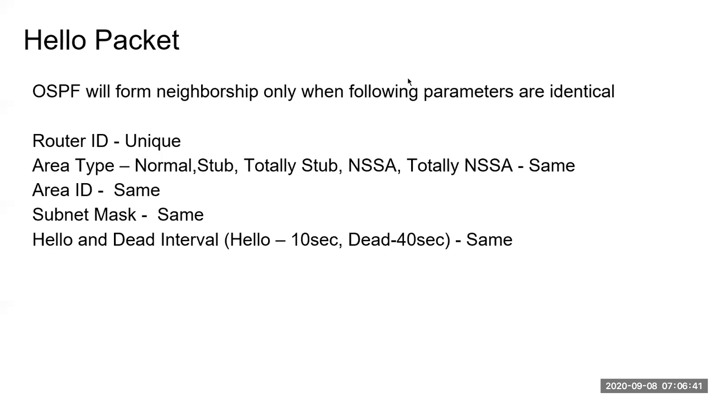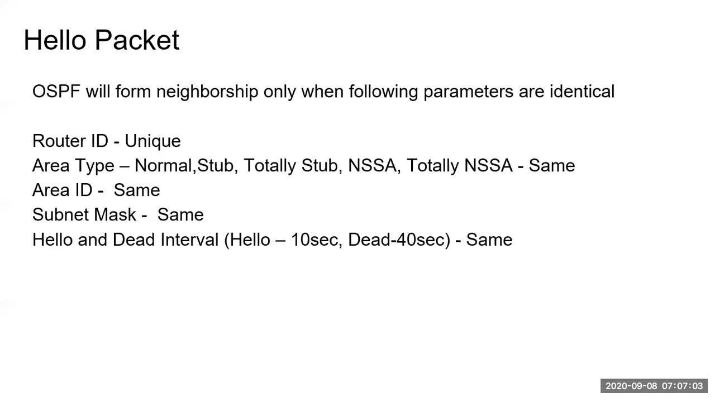Okay. So hello packet contents are these: router ID, area type, area ID, subnet mask, and hello and dead interval. In this, router ID has to be unique. We cannot have the same router ID configured. Area type has to be the same. We cannot have different area types. So area types, we have normal, stub, totally stub, NSSA, and totally NSSA.